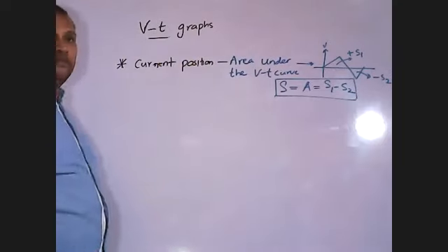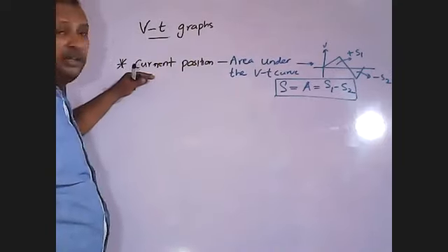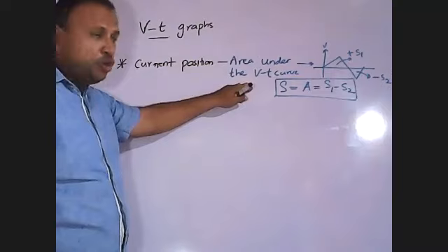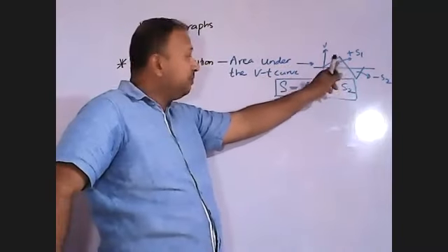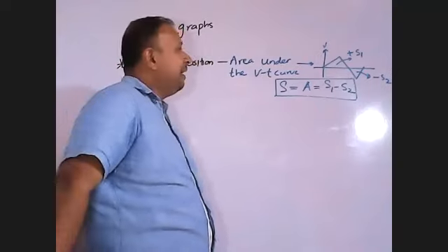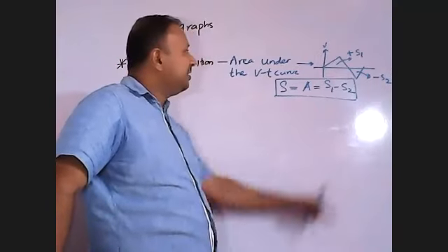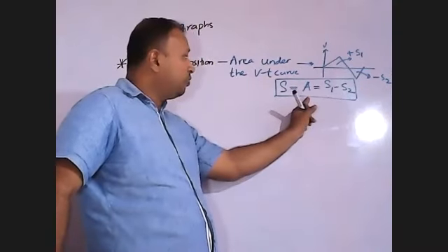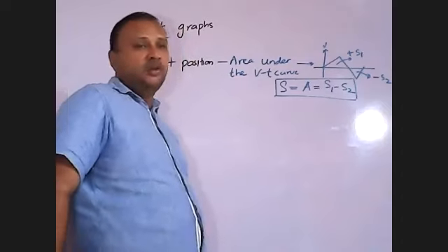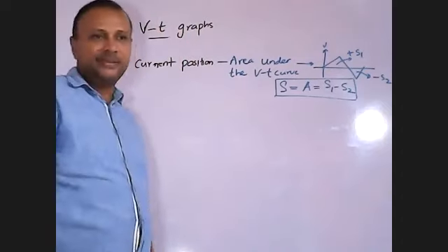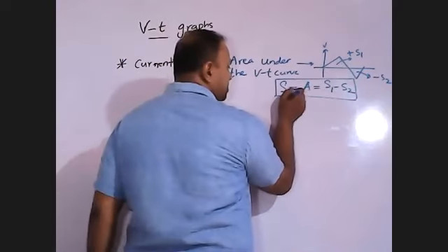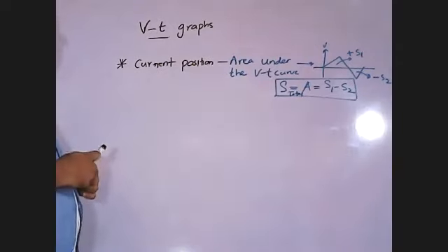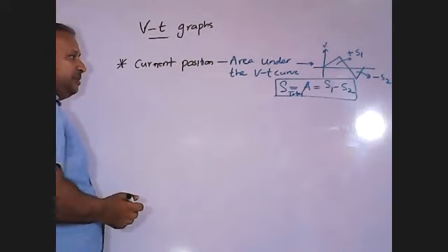So if you consider a VT graph, the current position is represented by area under the VT curve. So area under the VT curve, actually we can classify that into two categories, plus areas and minus areas. So the total area should be equal to the addition of those areas, plus and minus ones. Total displacement is equal to area, that is equal to S1 minus S2.